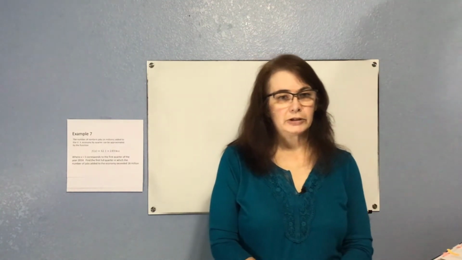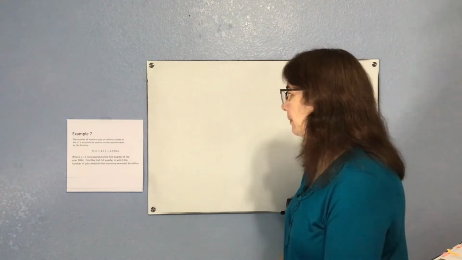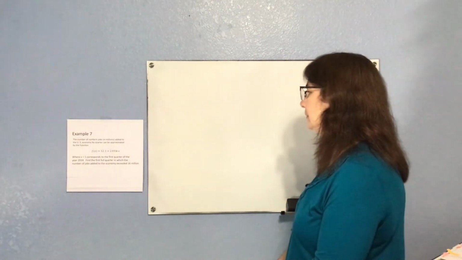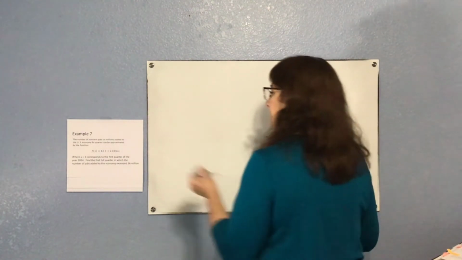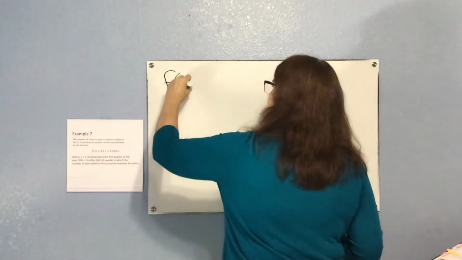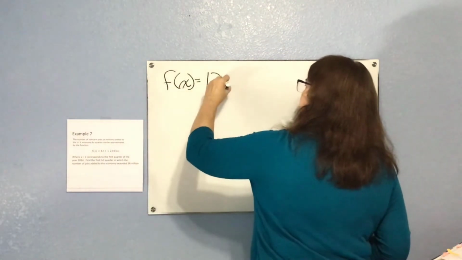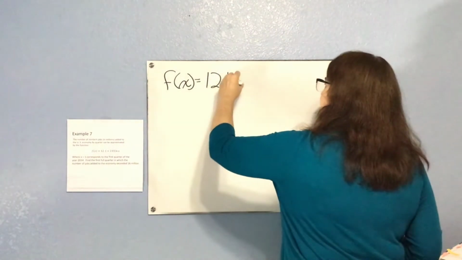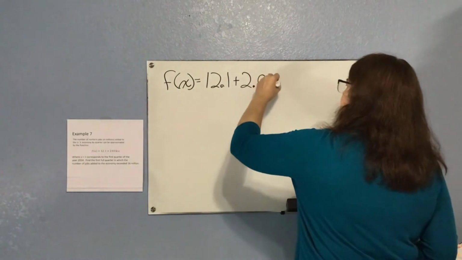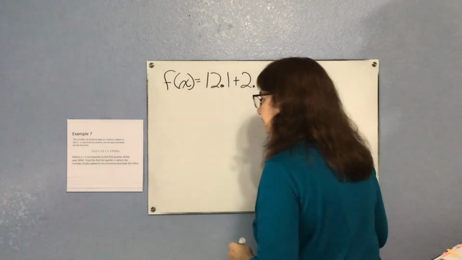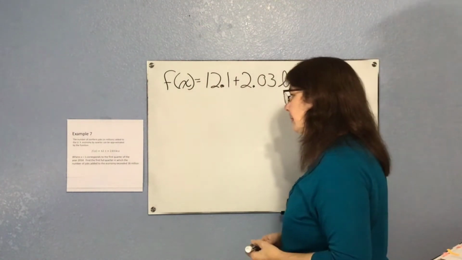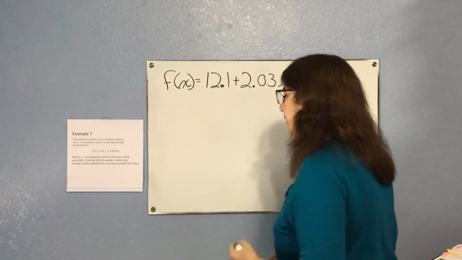Now that we've looked at several techniques for dealing with exponential and logarithmic equations, let's look at some practical applications. In our first problem, the number of non-farm jobs in millions added to the U.S. economy by quarter can be approximated by this function. F of x equals 12.1 plus 2.03 times the natural log of x. X equals 1 corresponds to the first quarter of the year 2014.